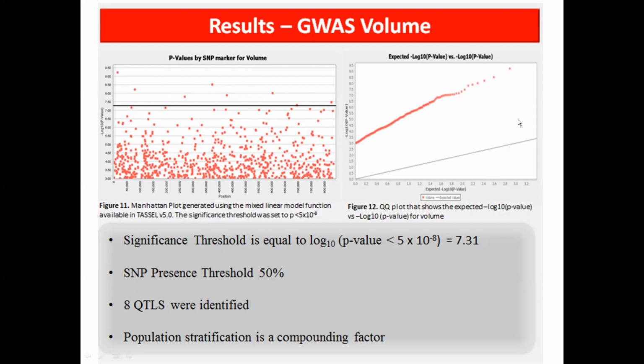Looking at this QQ plot for the volume, just as we saw with Anthracnose, there is a divergence between the expected p-values and the observed p-values. This indicates that there is likely, again, some type of population stratification that's a confounding factor.